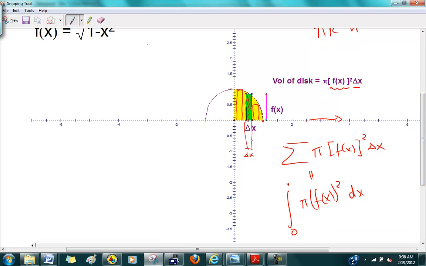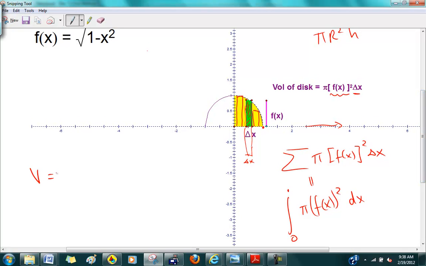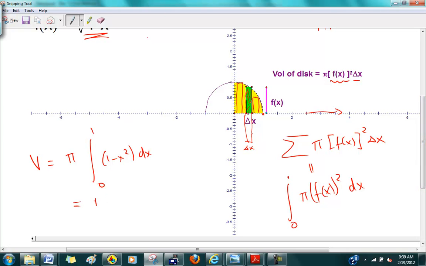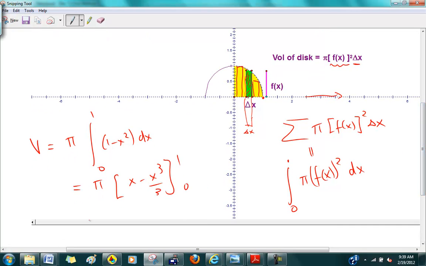So let's go do this. Your volume would be equal to pi integral of this quantity squared, so it'll be 1 minus x squared dx from 0 to 1. Which then becomes pi, do the integration, x cubed over 3 from 1 to 0, and this becomes pi times 1 minus 1/3, which is equal to 2 pi over 3.